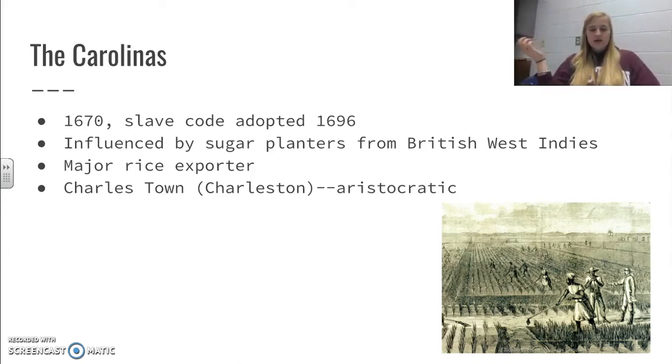The Carolinas will be largely sugar plantations and rice plantations, and they will take those raw goods and ship them to Europe. They're a huge exporting colony. And then we have the beginning of Charleston, which is Charlestown, Charles like King Charles. And this is a very aristocratic atmosphere that happens in the Carolinas, that the rich have all the land and the rich have all the power.